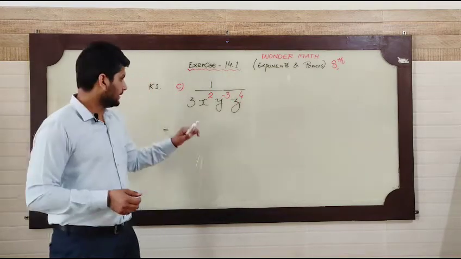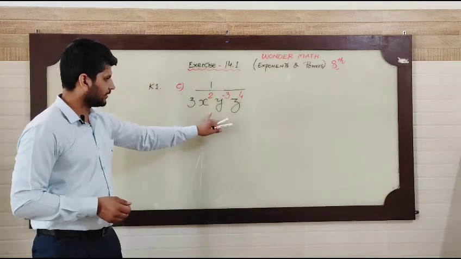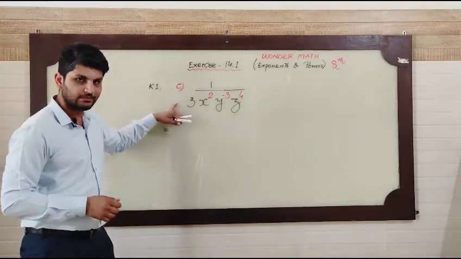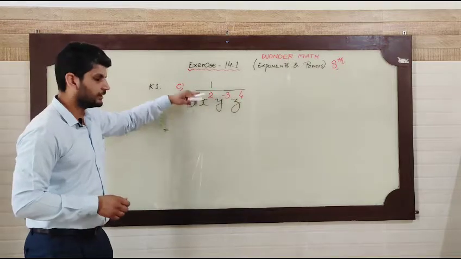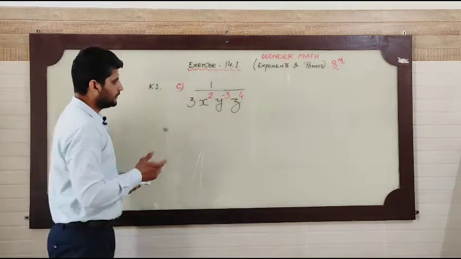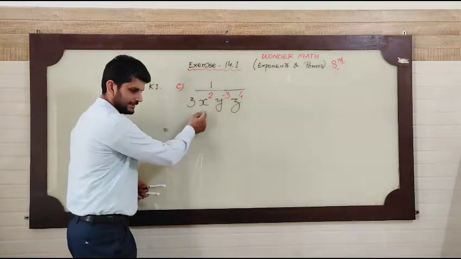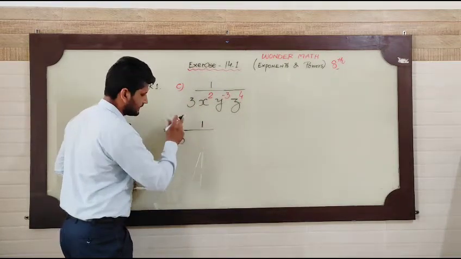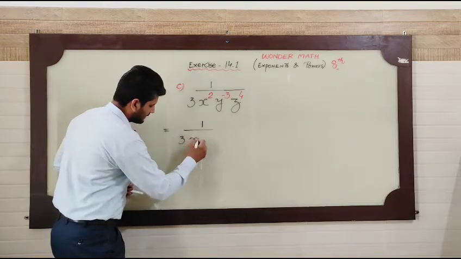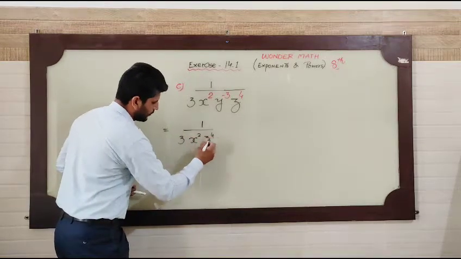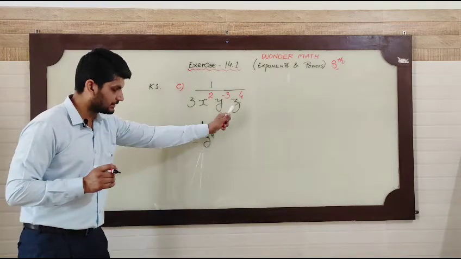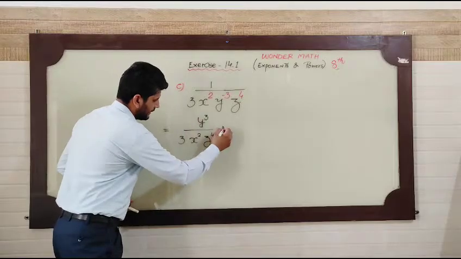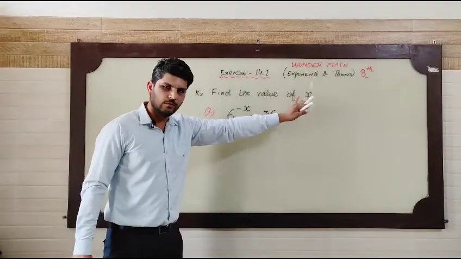Part C. The statement is 1 upon 3 x square y power minus 3 z power 4. As I told you earlier, if the power in the denominator is negative, it will go in the numerator. So here, which value will go in the numerator? Only y. x square will remain here only. So your answer is 1 upon 3, its power is positive, so it will stay here. x square, z4 will remain in the denominator because their powers are positive, and y3 will go in the numerator, and that is your answer.